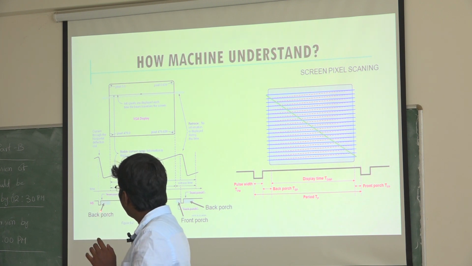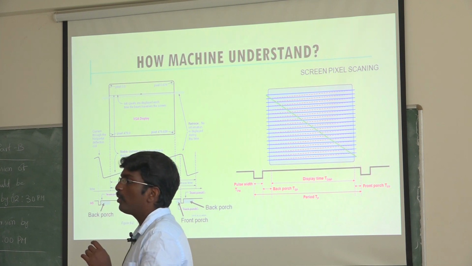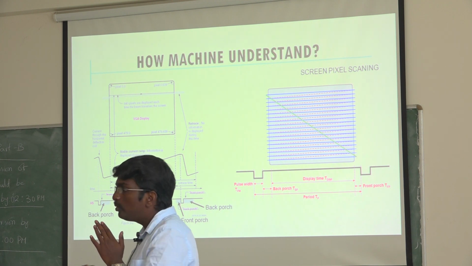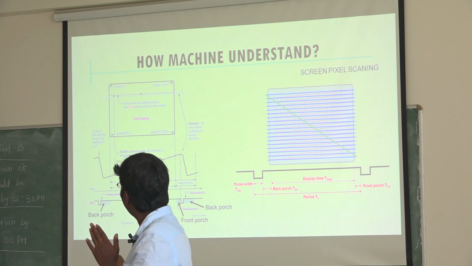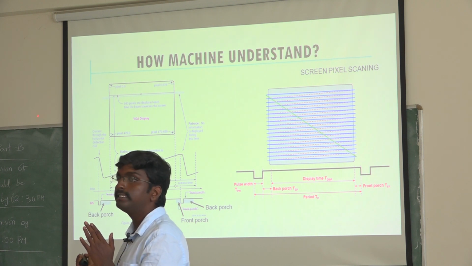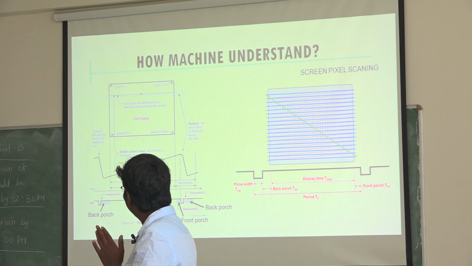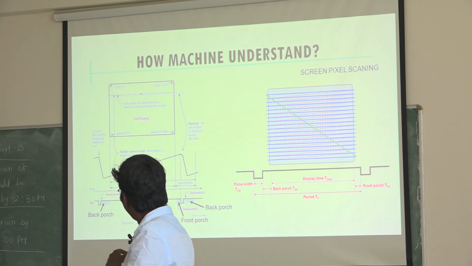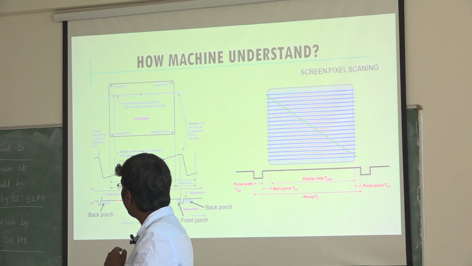Initially, if you check the back porch, the area is large. This is for coming back from the end to the beginning, from the end pixel of the first line to the starting pixel of the second line. This is to clear and get ready to go. So that's what you can see, a very small area compared to this.